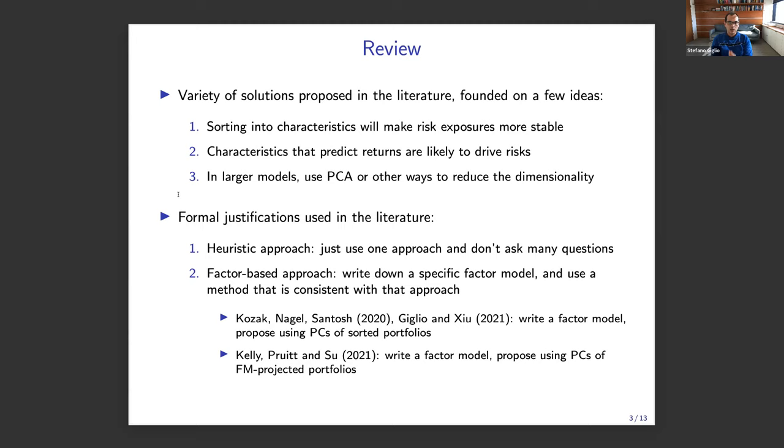Stefan has a paper doing that. I have a paper doing that. Brian's paper is doing that. These are different ways to say you write down a model, this model applies to this particular set of portfolios, and using the model, I tell you what's the optimal way to do the dimension reduction, the sorting, and so on. Okay. So what does this paper do?